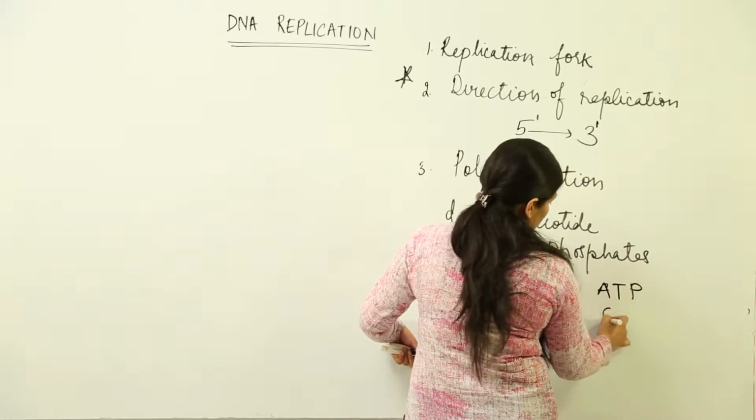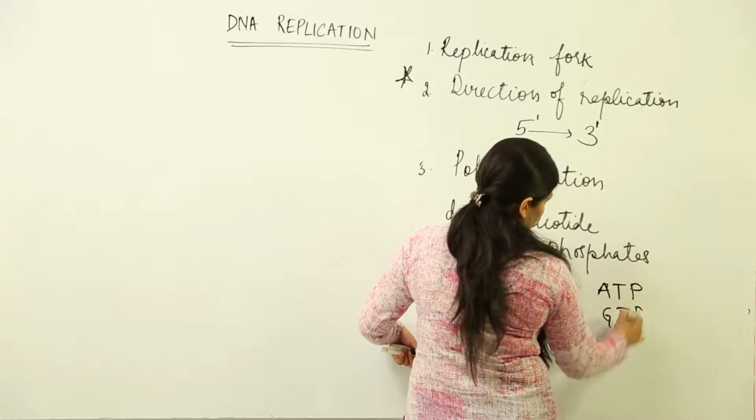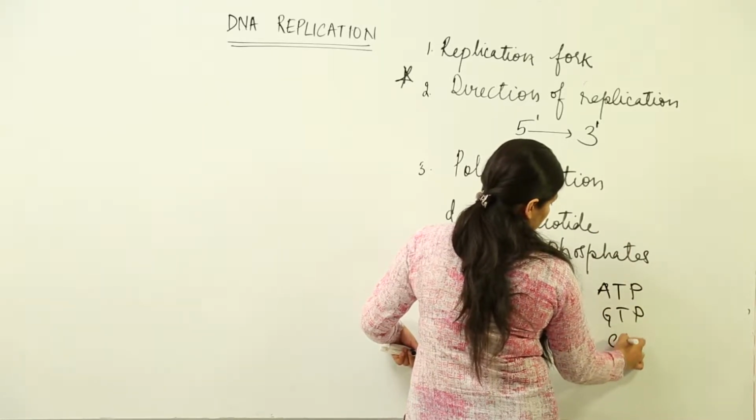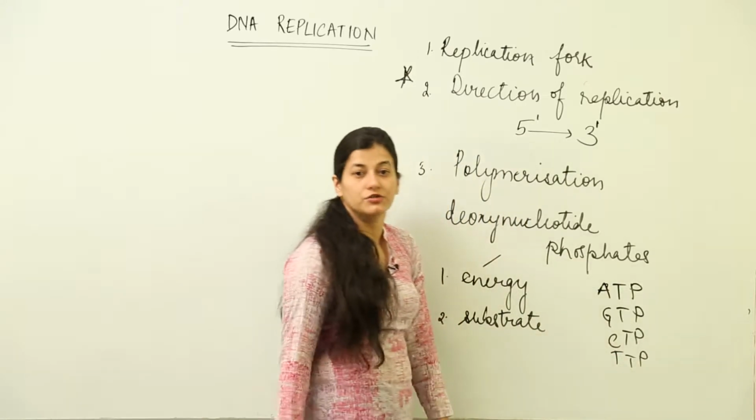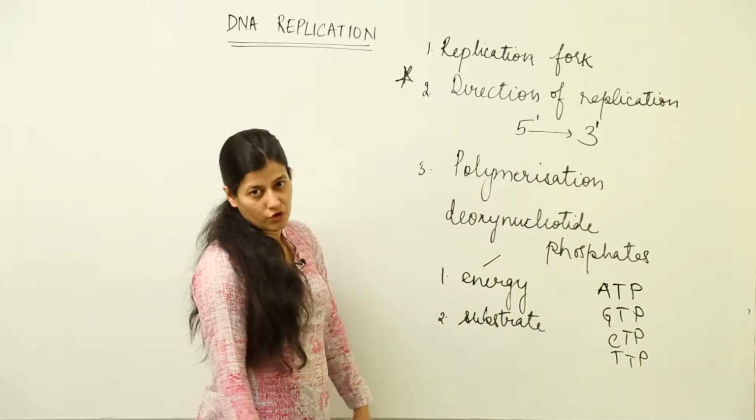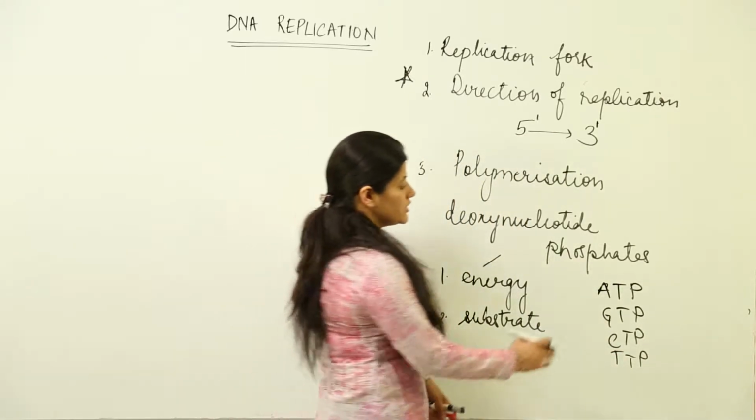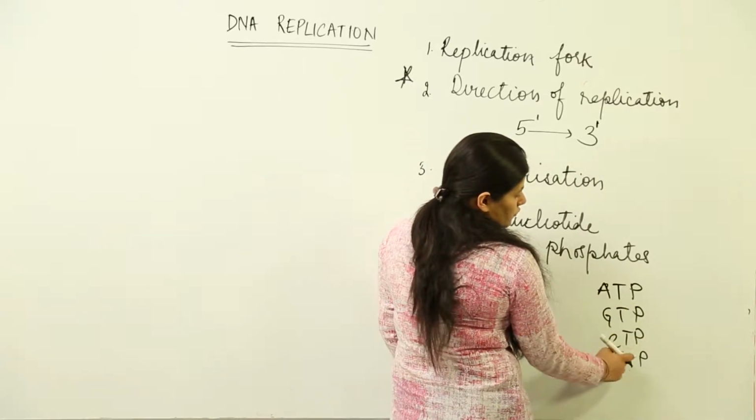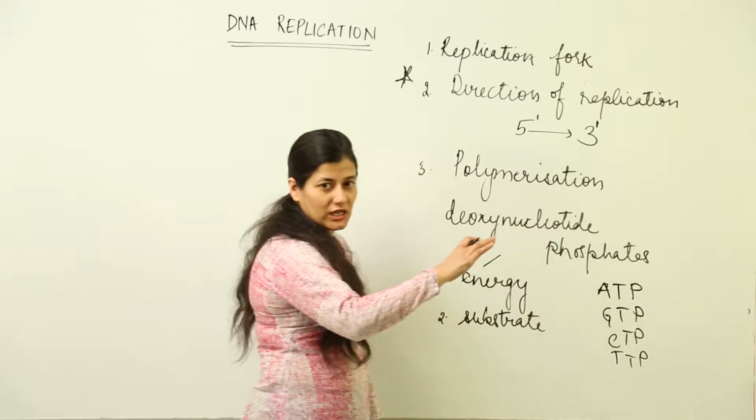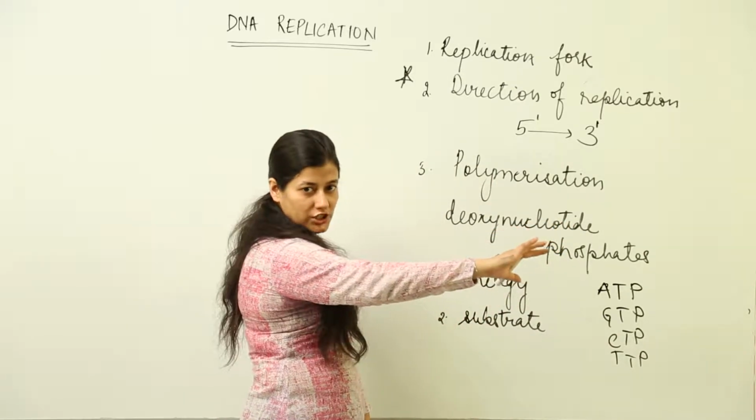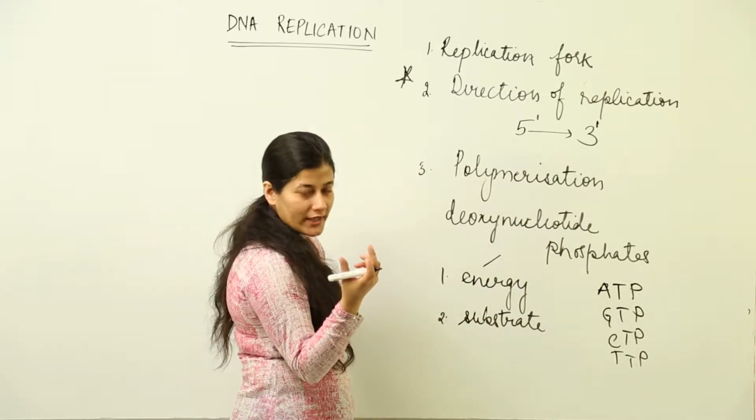These are nothing but ATP, GTP, CTP and TTP. It could be triphosphate, it could be diphosphate, it could be monophosphate. All you have to get is monophosphates or diphosphates, so that one phosphate is used in carrying the polynucleotide chain further, because one phosphate is required.